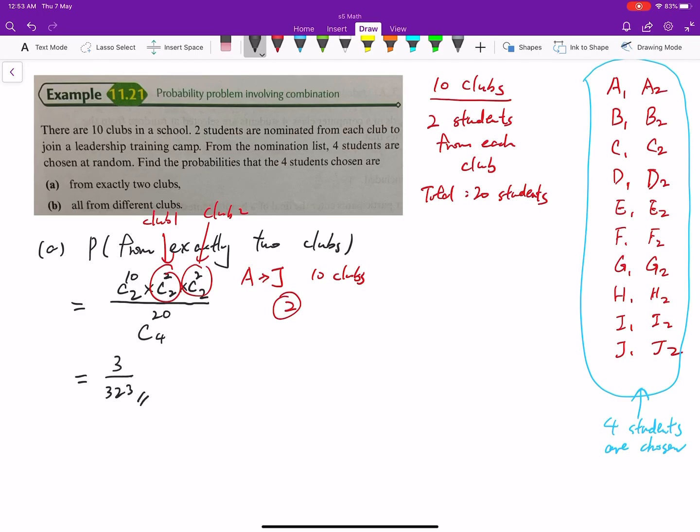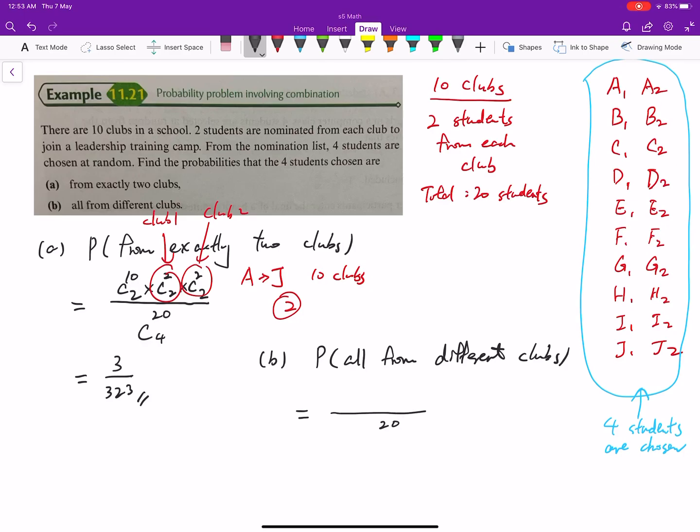Actually, the probability is quite small, because they need to be exactly 2 clubs, so it is not easy, right? Okay, so now part B, all from different clubs. So just apply the same idea.